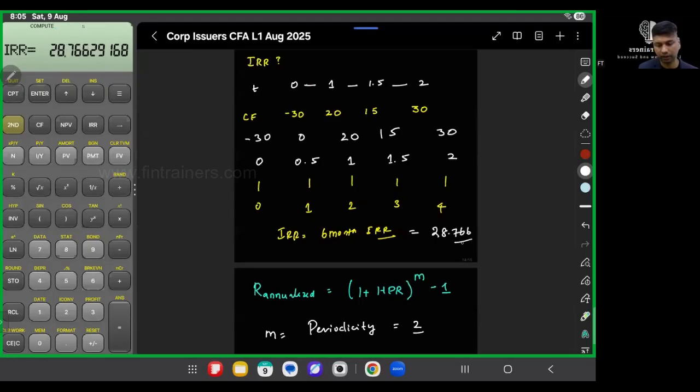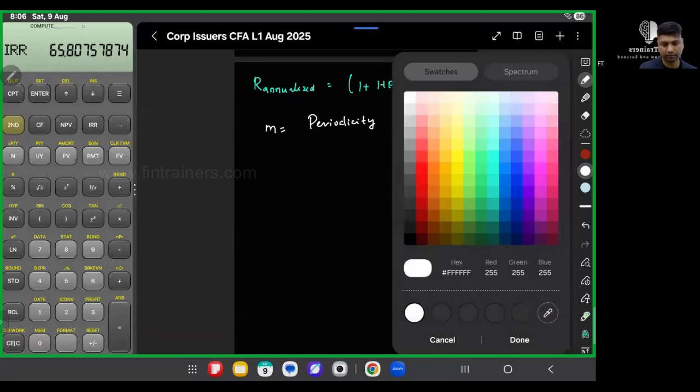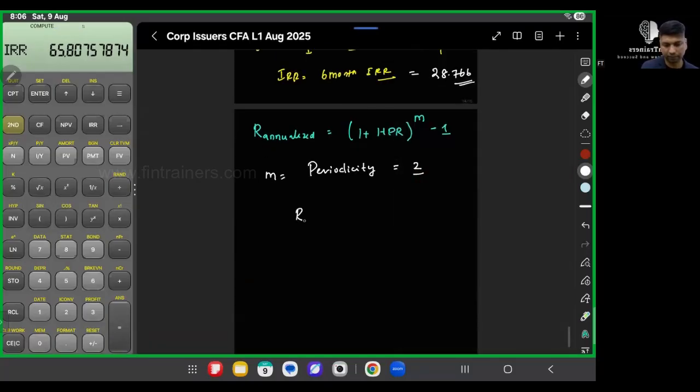28.766. Okay. Now I'm going to divide this by 100 and add it to 1. Y power x 2 minus 1 multiplied by 100. My annualized IRR is 65.8.